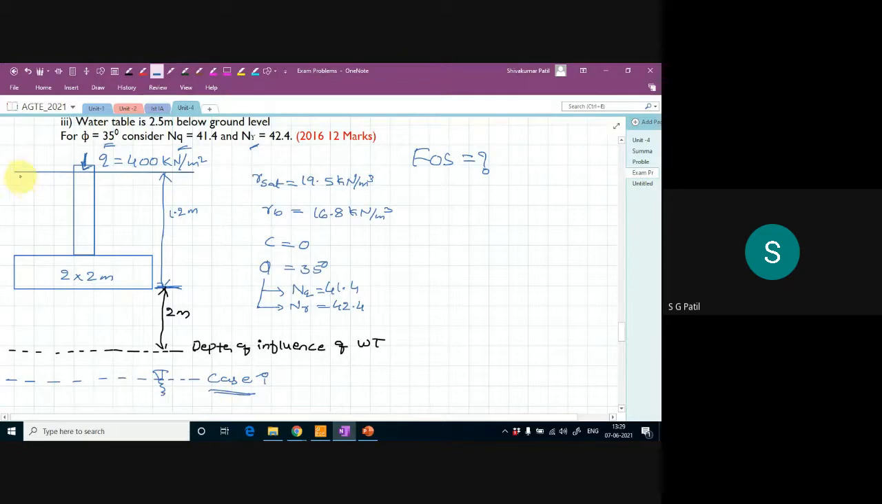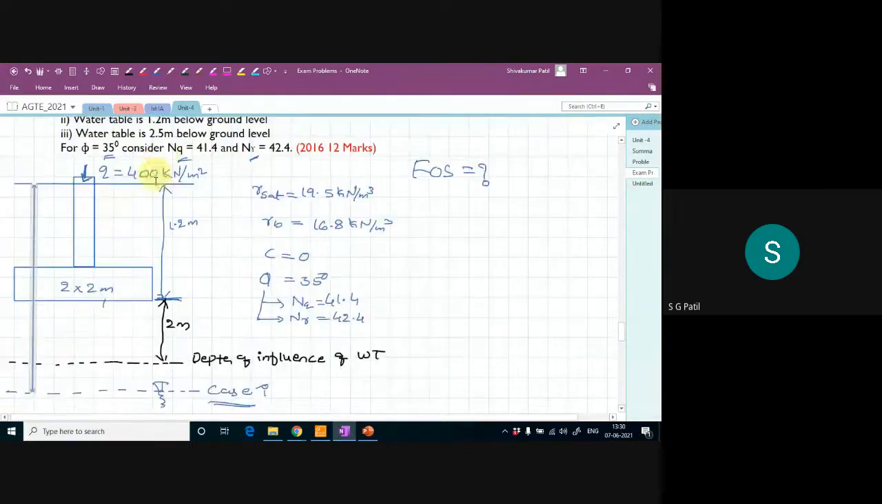So what is the depth of water table? Okay, so 4 meter depth. Now first case is at 4 meter depth. So this is my depth of water table, this is dw. So dw is equal to 4 meter. Okay, so in the first case there is no effect of the water table, so as it is you can calculate.